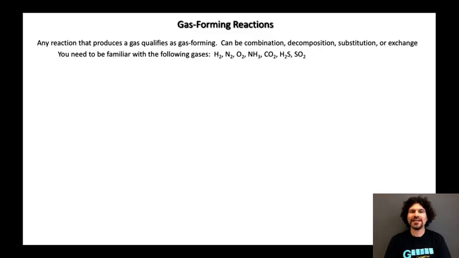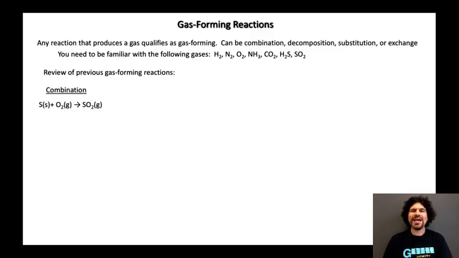You have to be able to recognize the following molecules: H2, N2, O2, NH3, CO2, H2S, and SO2 as being gases at room temperature, 1 atmosphere of pressure. We have seen some gas-forming reactions in previous lessons in this unit. We saw a combination reaction that's gas-forming, the reaction of sulfur with oxygen to give sulfur dioxide, one of the gases on the list.